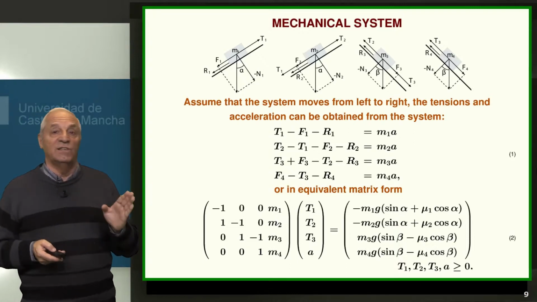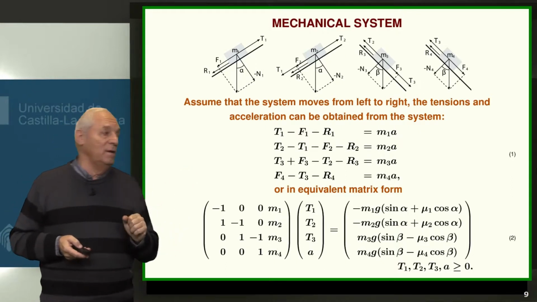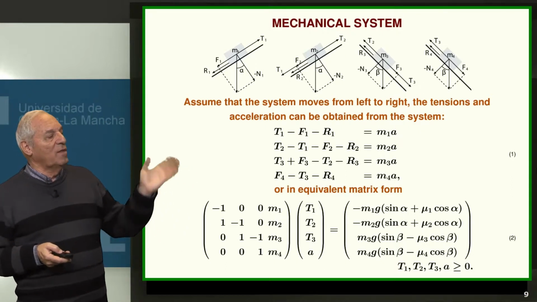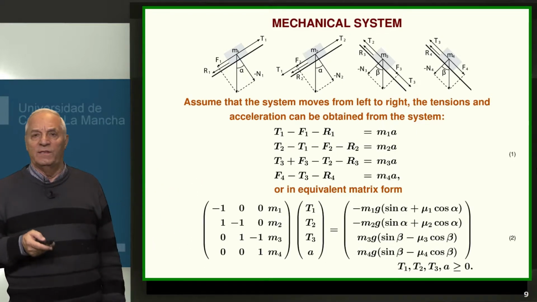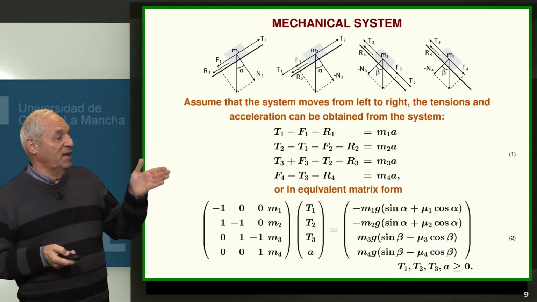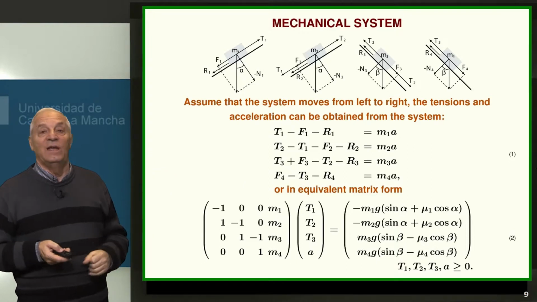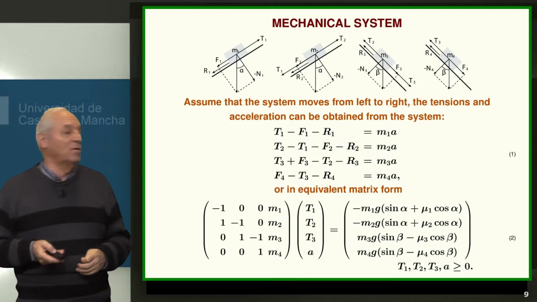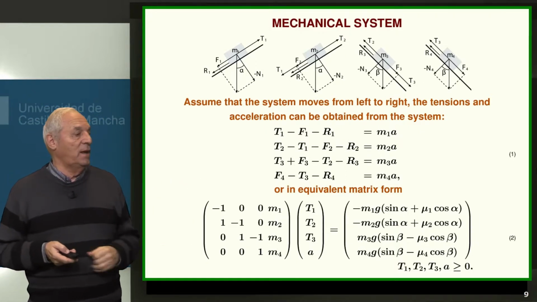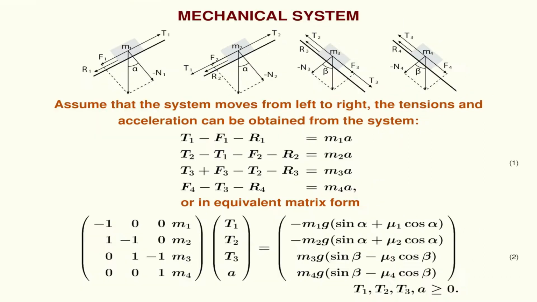These equations can be expressed in matrix form, setting as unknowns T1, T2, T3, which are the tensions in the ropes, and the acceleration a, passing everything else to the independent terms side, or to the coefficients side. With this, we have a system of 4 equations with 4 unknowns, which is the one that appears in expression 2.